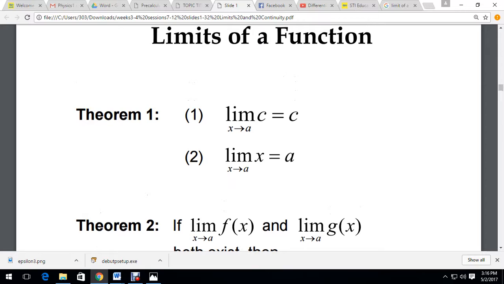Number 2, the limit of x as x approaches a is equal to a. That means we only need to substitute the value of a, replacing the value for the value of x.